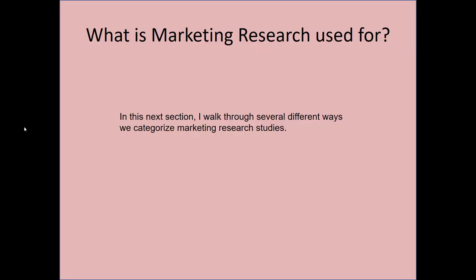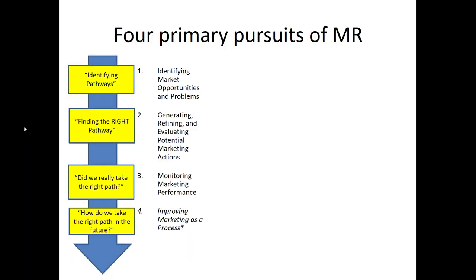Based on the previous definition, it should be apparent that marketing research can be used for anything that might confront a marketer. However, it can be useful to organize some of these marketing research applications in systematic ways. One way to organize marketing research is to consider the four primary pursuits, that is, the types of problems that marketing research often tries to solve. First, identifying market opportunities and problems. 2, generating, refining, and evaluating potential marketing actions. 3, monitoring marketing performance. And then 4th, improving marketing as a process in and of itself.